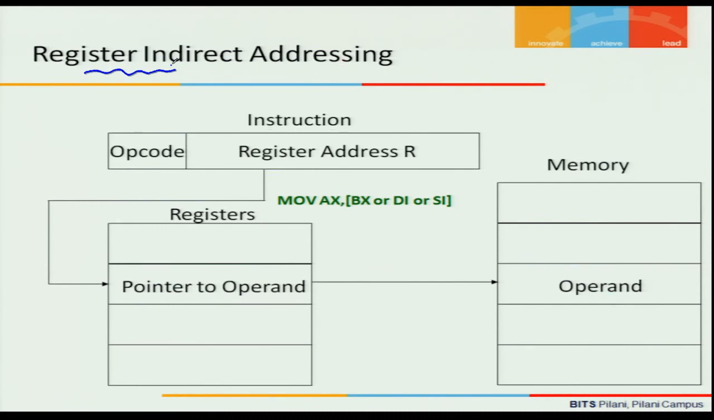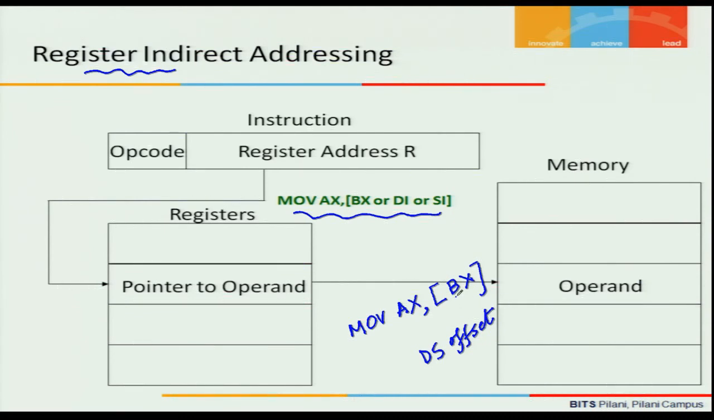For example, I could write an instruction, as you can see here, which will say MOV AX, comma, within square brackets, let's say I will use BX. The way in which this instruction would work would be that I will go to a memory location in the data segment at an offset equal to the contents of BX.